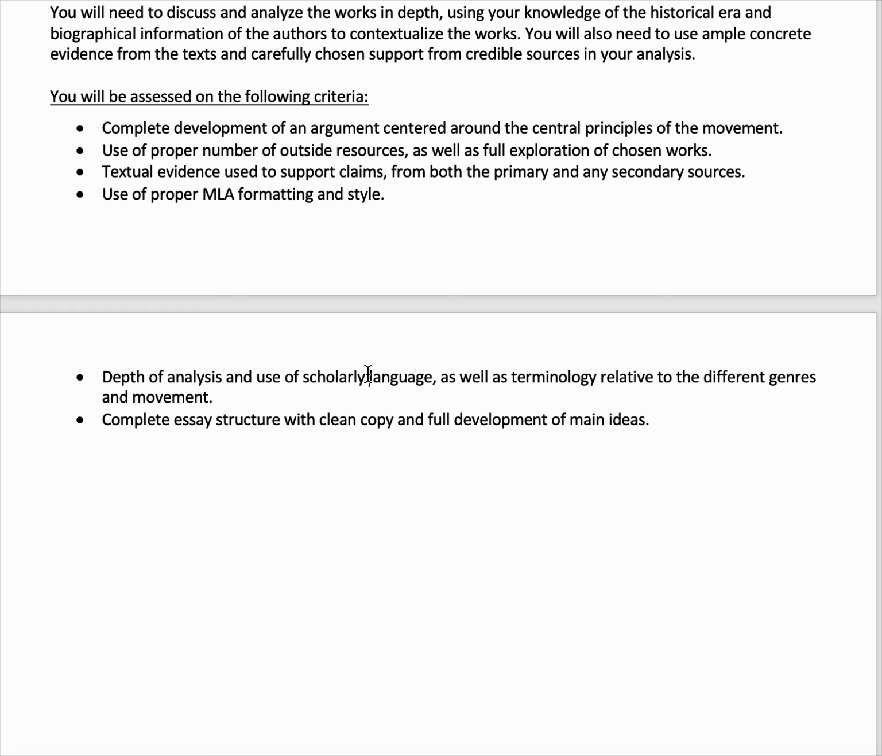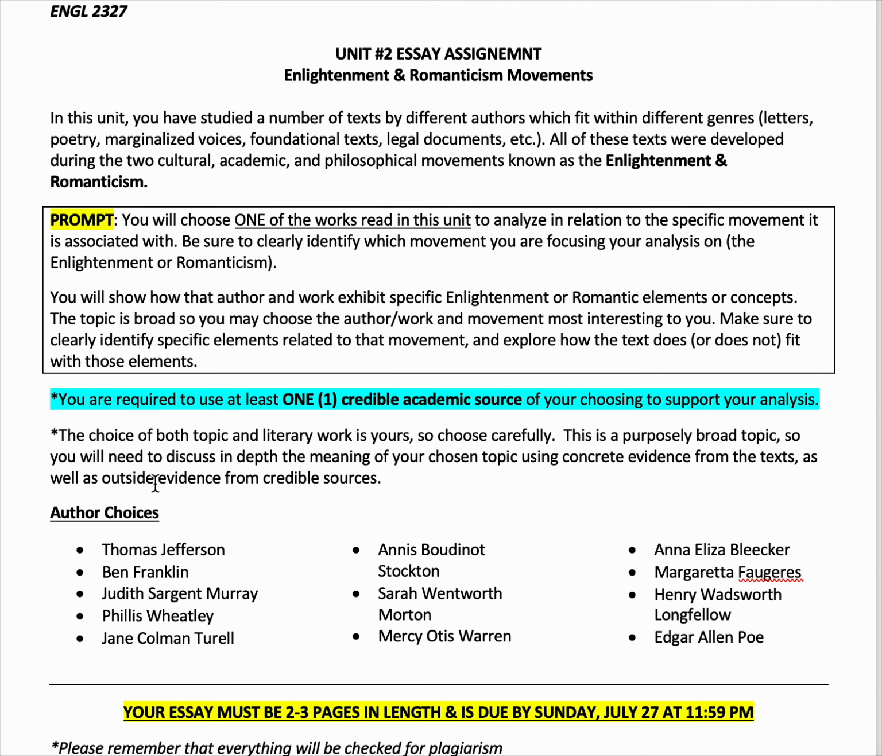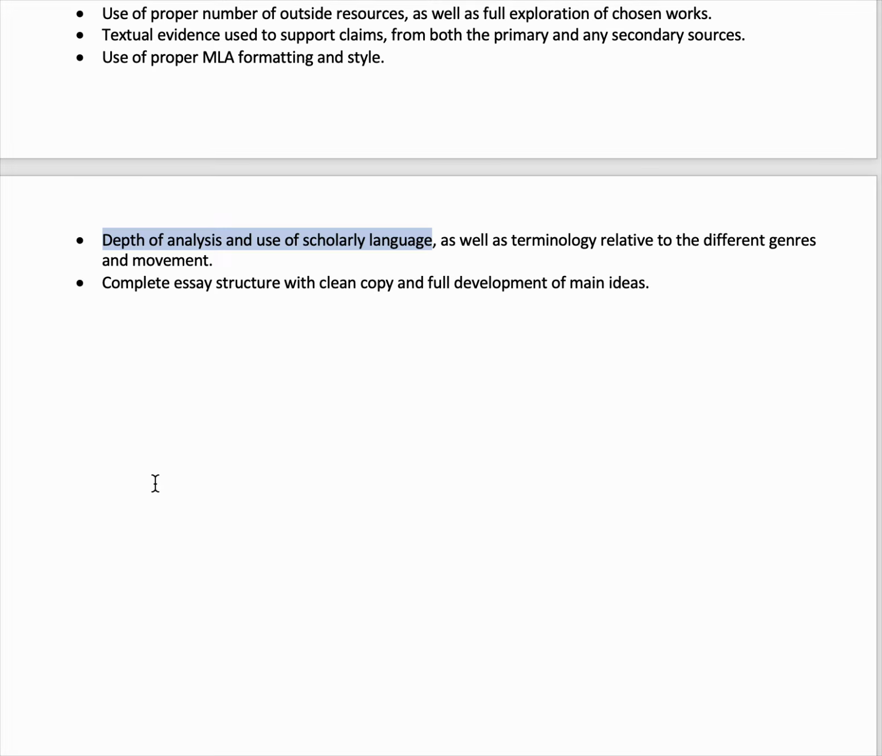And then make sure that you're really using the language associated with that movement, as well as the language associated with the literary elements and the genre of the text you're analyzing. So, for example, if you're looking at a poem, you want to analyze it through the lens of poetic devices, right? Poetic structure, rhyme scheme, those types of things. And again, make sure you have a fully developed essay structure with good development of all your main ideas.